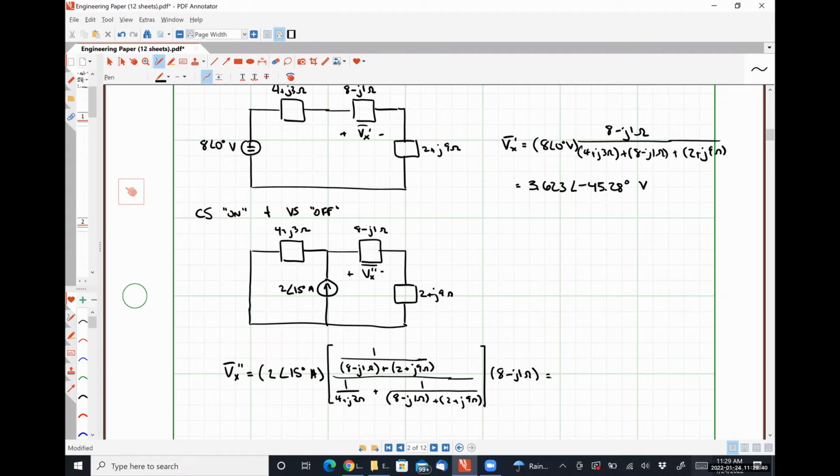So it's going to be 2 angle 15 times 1 over C. If I stored my variables in my calculator correctly, I get 4.528 angle 6.588 degrees. What's my last step here? Combine the results, exactly right.